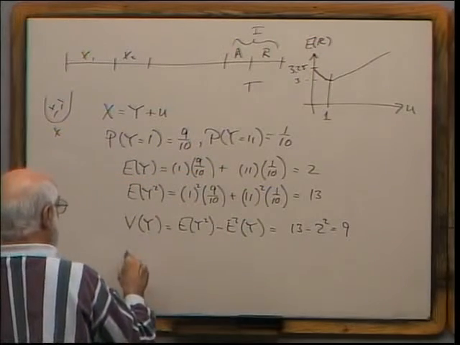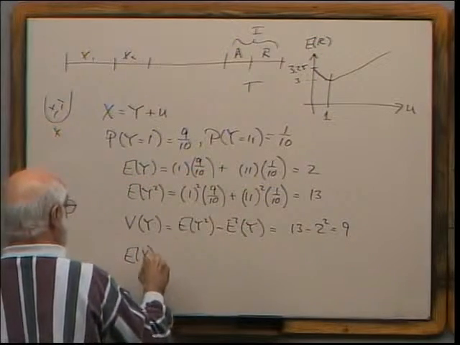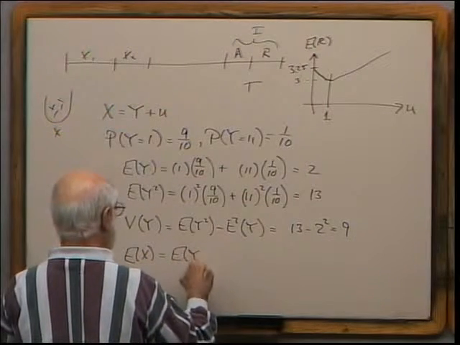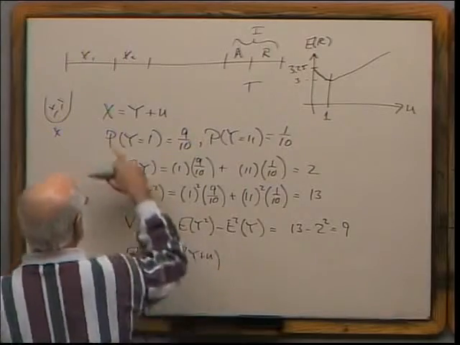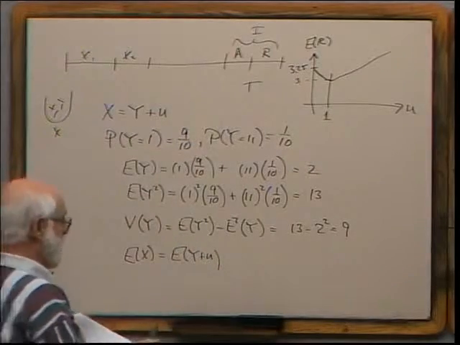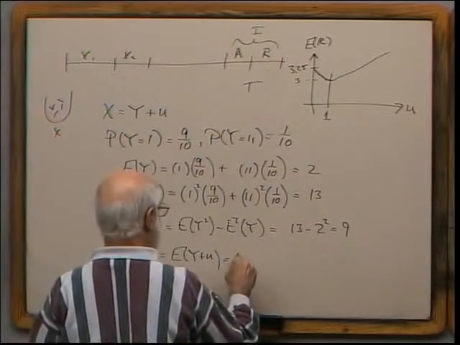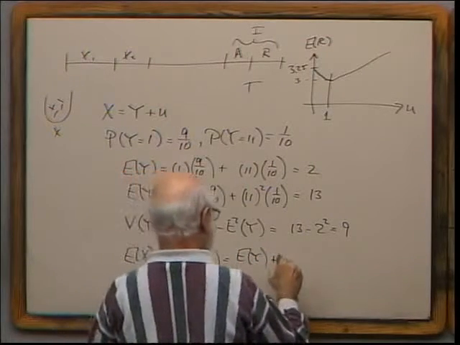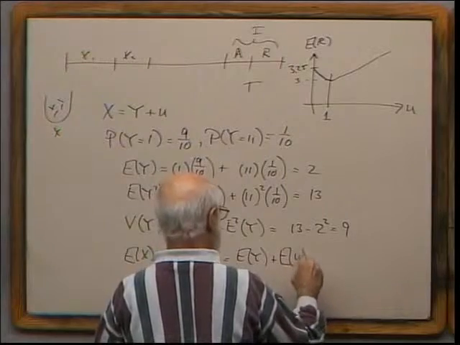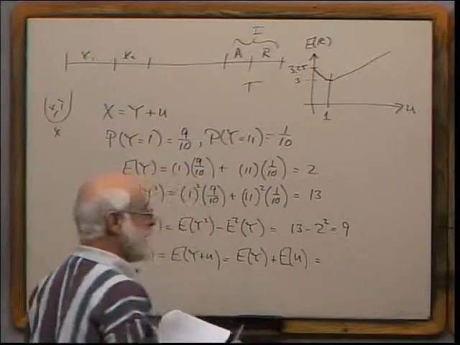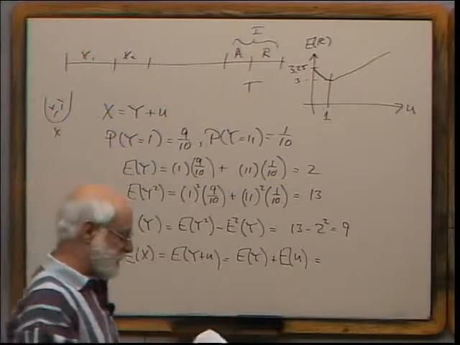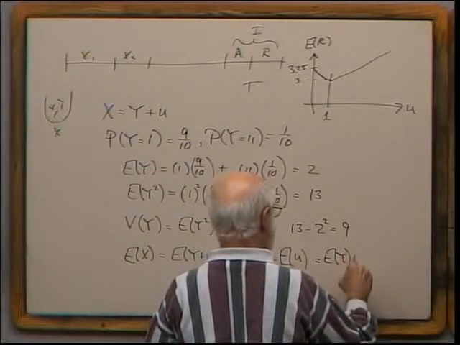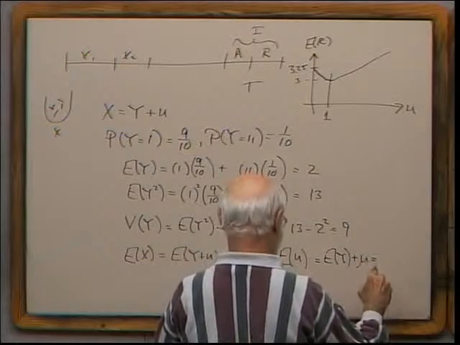Now you want to get the expected value of x. And the expected value of x is the expected value of y plus u, because the definition of x is y plus u. The expected value of a sum is the sum of the expected values. But the expected value of u is u because u is a constant. So this becomes the expected value of y plus u, or in other words, 2 plus u.